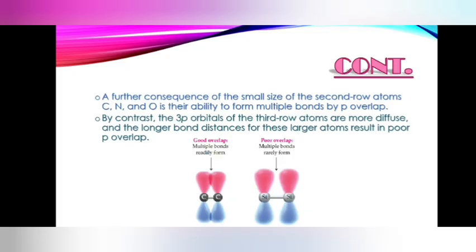For example, in the case of carbon, you can see the bond distance is short and the overlap is good. Multiple bonds can be formed readily, like a single bond, a double bond, or even a triple bond in the case of cyanide. But if we take silicon as an example, the bond distance is very long, and due to the high bond distance there is poor overlap and forming multiple bonds is very rare.